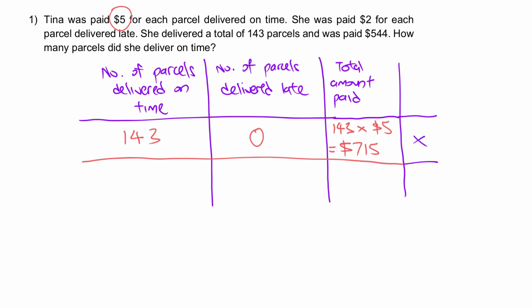Okay? So let's go on to figure out a pattern. Let's list it down a second time. And we do not jump around the numbers. We do it systematically. So it's 142 delivered on time and 1 delivered late.